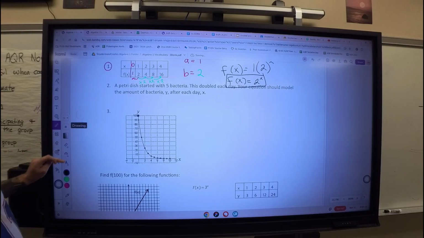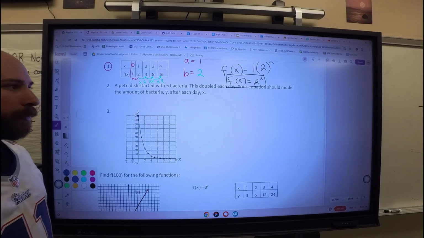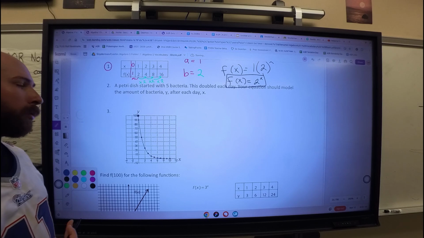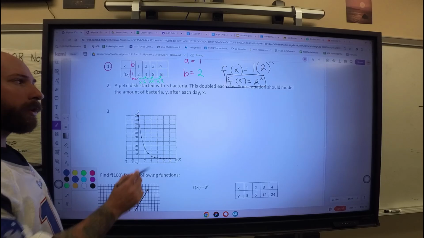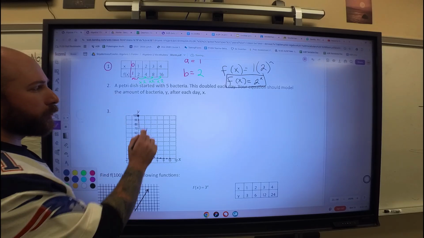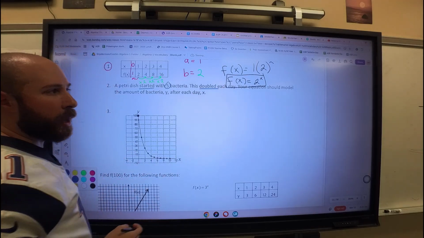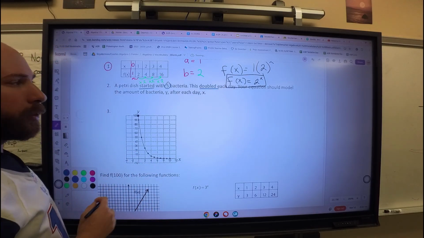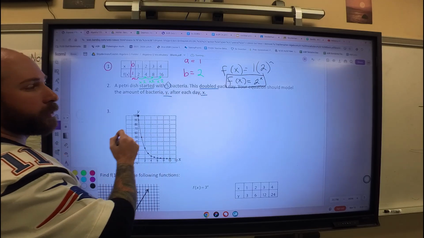Now number 2, this is a good problem that you may see a bunch of different examples of, whether it's in your homework or on a test or a quiz. Word problems are great for exponentials. So let's look at what it says. A petri dish started with 5 bacteria and it doubled every day. Your equation should model the amount of bacteria y after each day x.